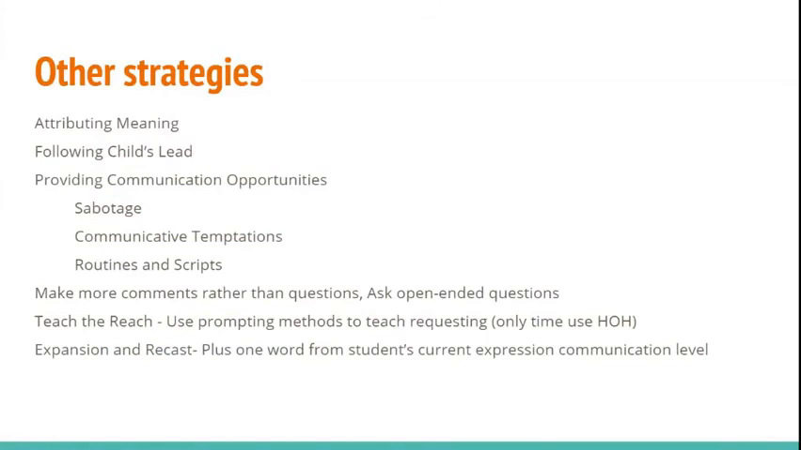Other strategies for teaching AAC include attributing meaning, which means that when a child activates their device, we respond meaningfully whether it was intentional or not. Following the child's lead and communicating about topics that are meaningful to them. Using sabotage and communicative temptations, like putting toys out of reach so that they need to ask for them. Teaching vocabulary within daily routines.